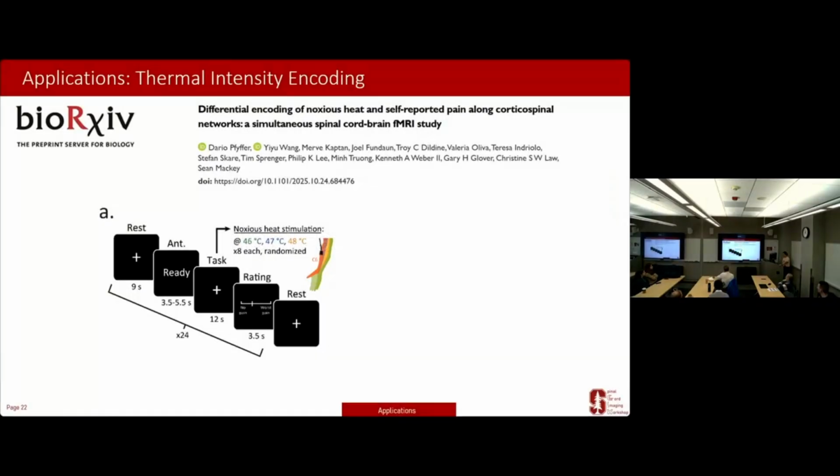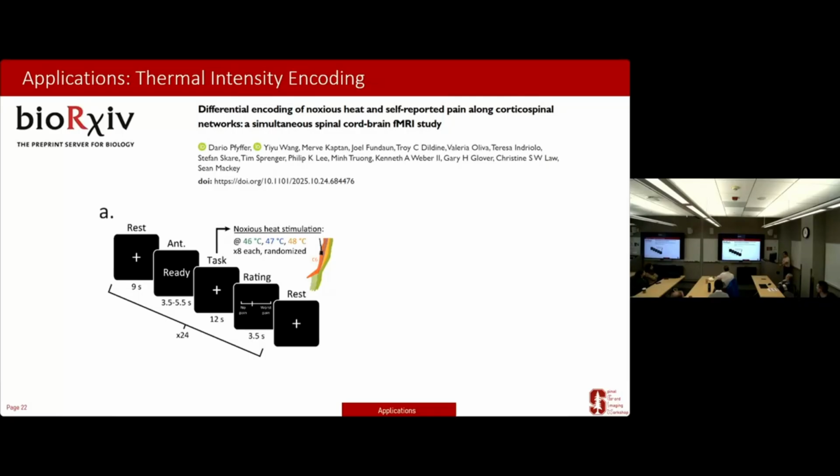Okay, so now we talk about some applications and results. The first application is about thermal intensity encoding. You can find the preprint here on bioRxiv. The design went like this.